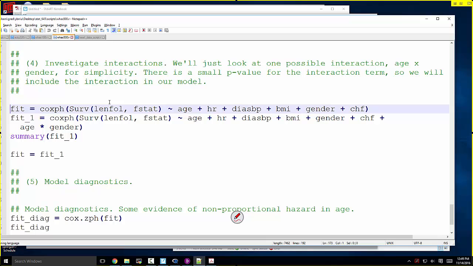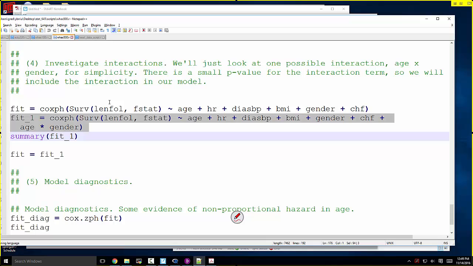This ended up being our final model. Actually, this one did. We went ahead and put an interaction in the model. So we ended up with age, heart rate, diastolic blood pressure, BMI, gender, CHF, which I don't remember what that is, and then an interaction between age and gender.